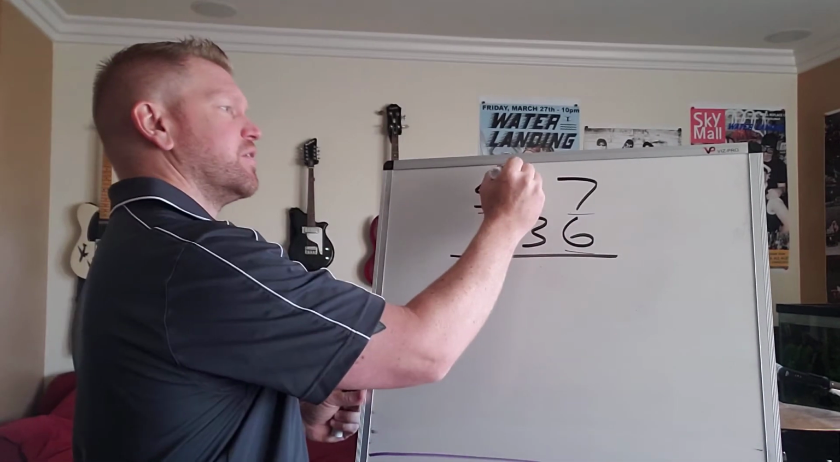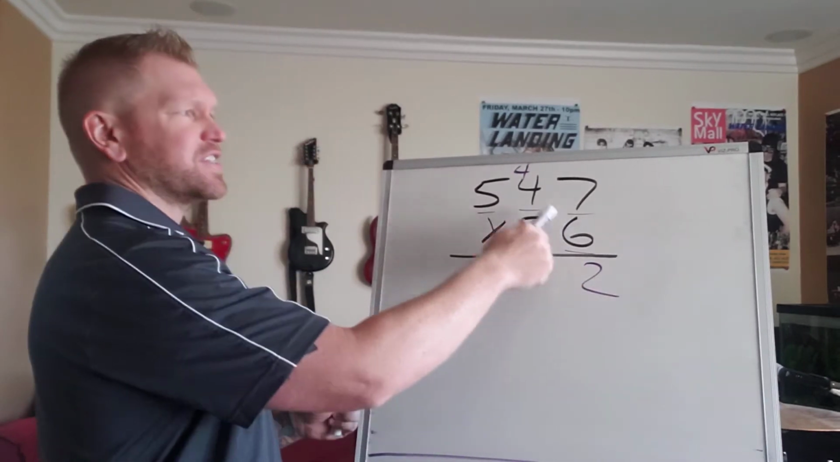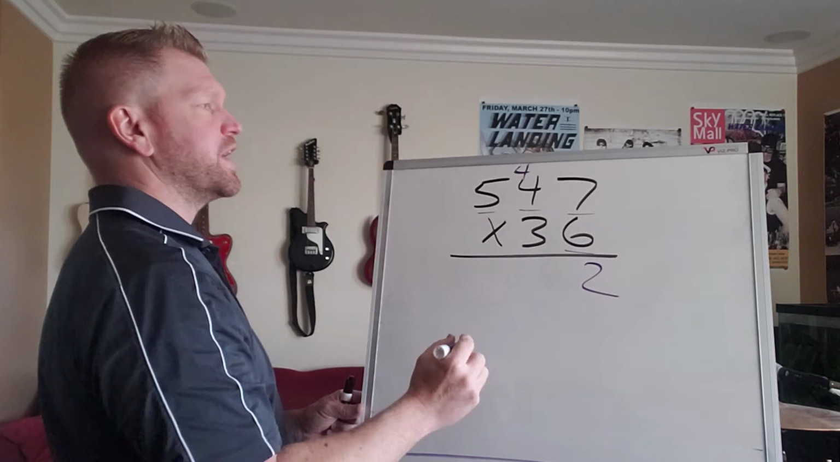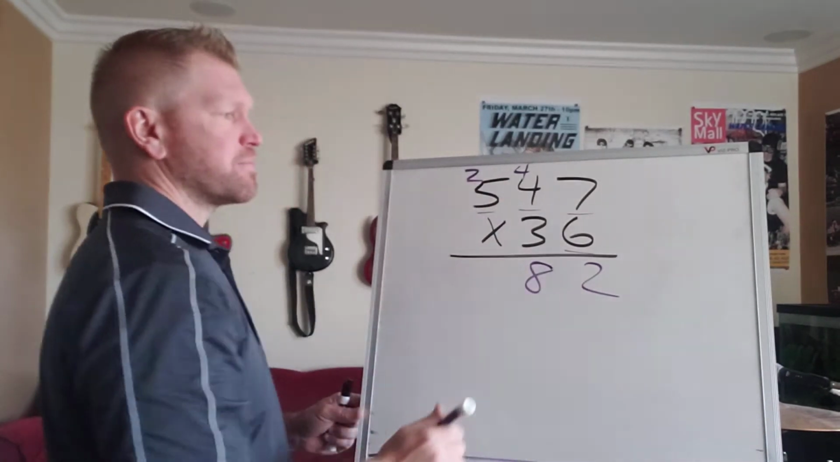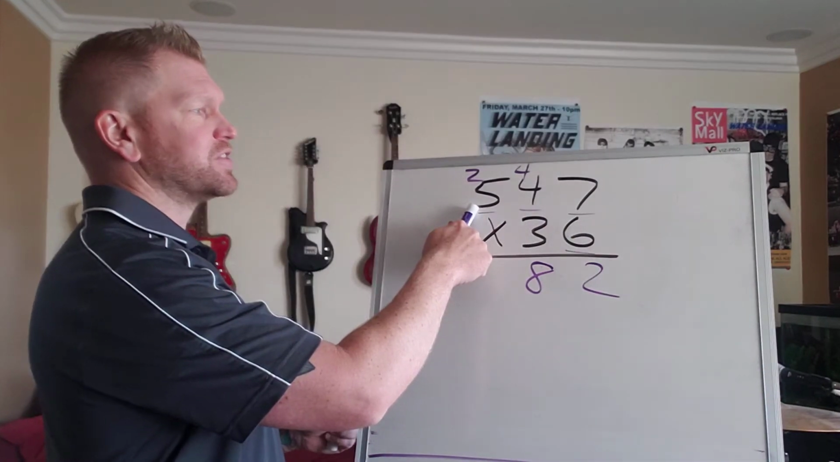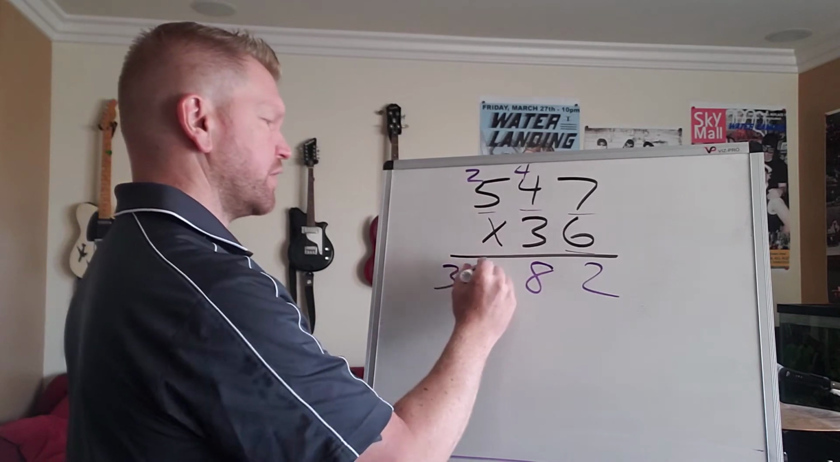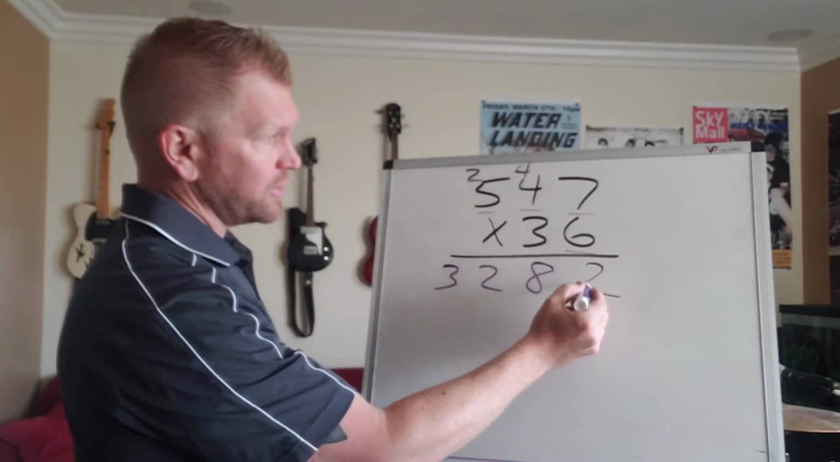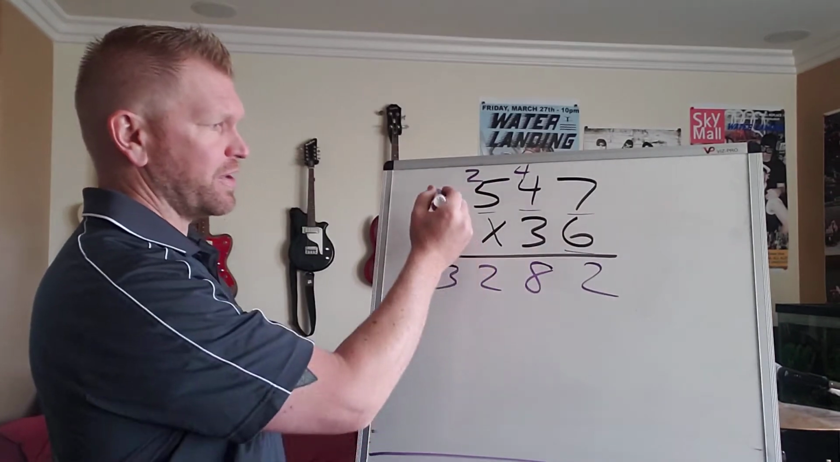6 times 7, 42. 6 times 4 plus 4. Well, 6 times 4 is 24, plus 4 is 28, so 28. Next, 6 times 5 is 30, plus 2 is 32. When you're doing this, try to keep everything lined up as straight as possible. Like I've got all my ones, all my tens, my hundreds, and my thousands.